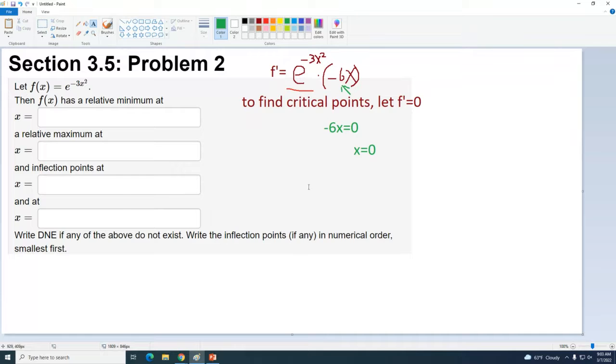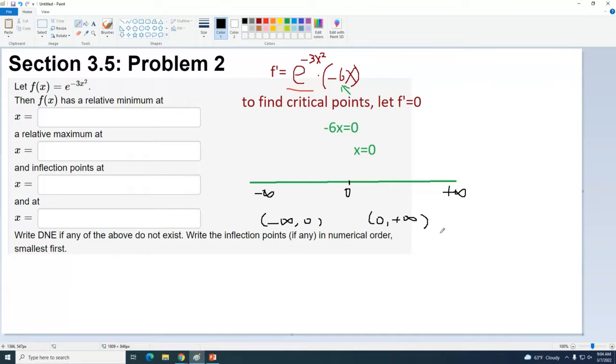All right, then we're going to use 0 to separate our number line. And remember, a critical point is not your maximum or minimum. It gives you the intervals that allow you to study the maximum or minimum. So right here we have a 0. Then negative infinity to 0 is one interval, and 0 to positive infinity is the other. So we get two intervals.